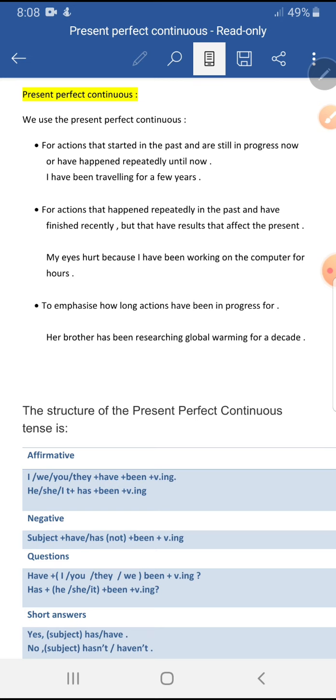As in the example, I have been traveling for a few years, which means I started traveling a few years ago and I'm still traveling. So that's it for today.